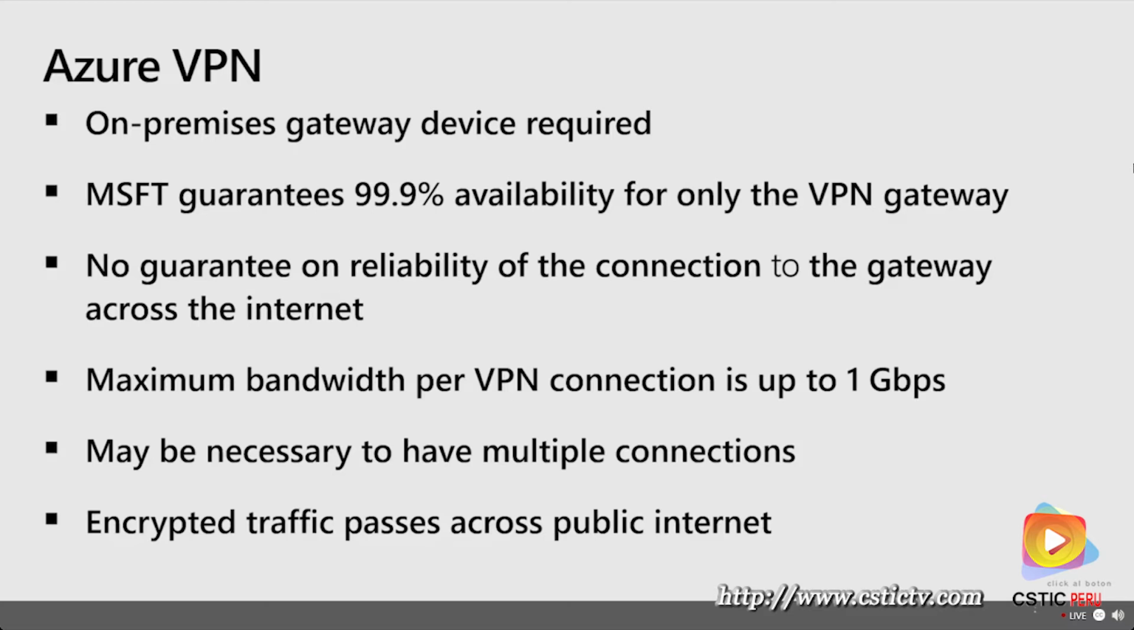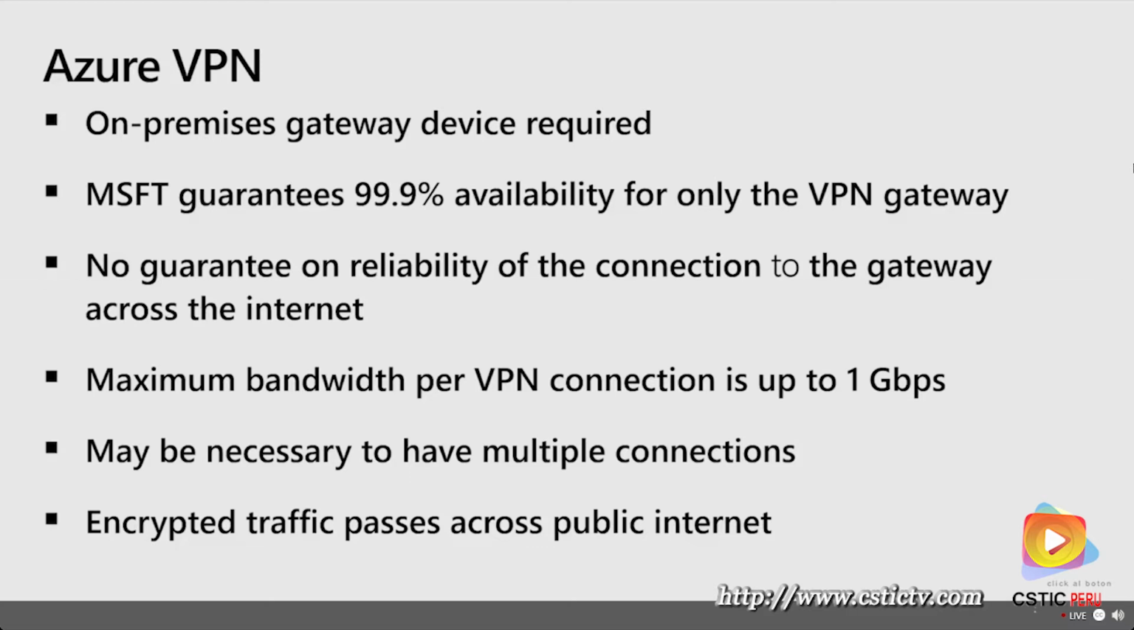It's important to remember that there's no guarantee on the reliability of the connection to that gateway in Azure as it crosses the internet. So there are a significant number of networking components that are outside of Microsoft's control, which could affect that VPN reliability. That's just how networks work. The maximum bandwidth per VPN connection is up to 1 gigabit per second, and it may be necessary to have multiple connections depending on the size of your environments.